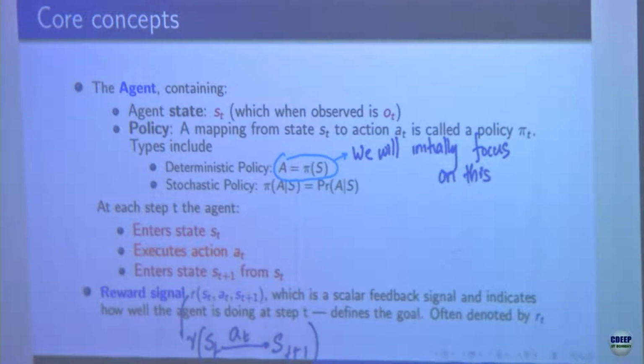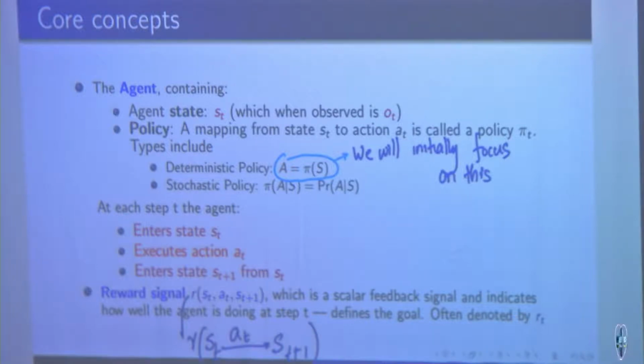And what determines which action I will take in which state, that is the policy. We talked about the deterministic policy, and we said we will initially focus on a deterministic policy. The reward signal is associated with this transition. So we said that there would be a reward, for example.